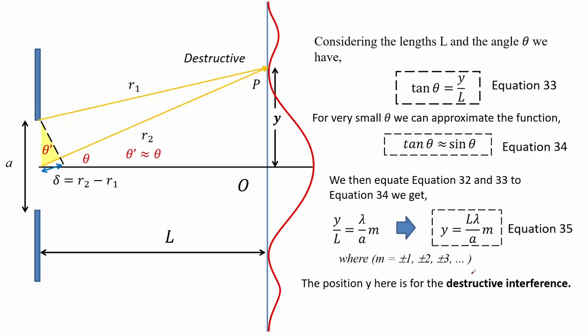Considering the lengths L and the angle theta, we have equation 33. For very small theta, we can approximate the function, so tangent theta is approximately equal to sine theta, shown in equation 34. We then equate the functions 32 and 33 to equation 34 and we obtain the vertical position in equation 35. This position is for destructive interference.